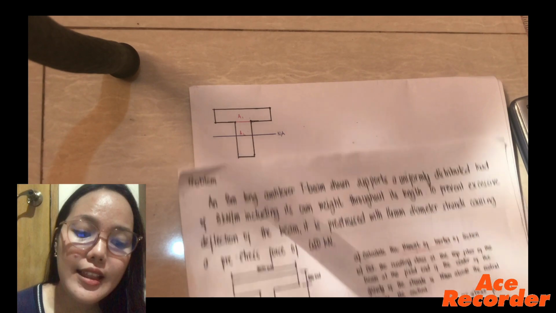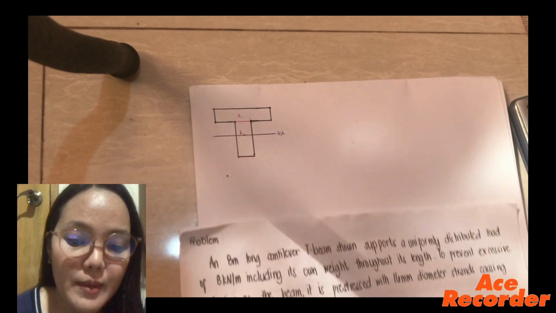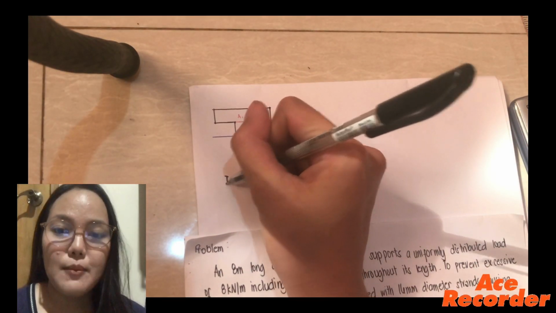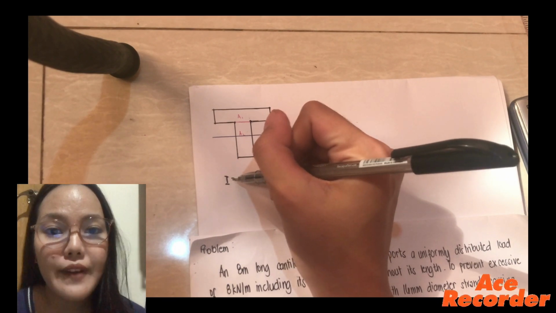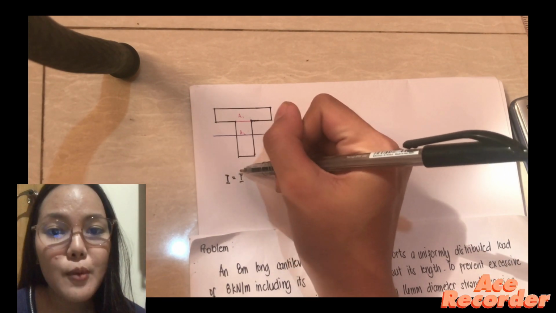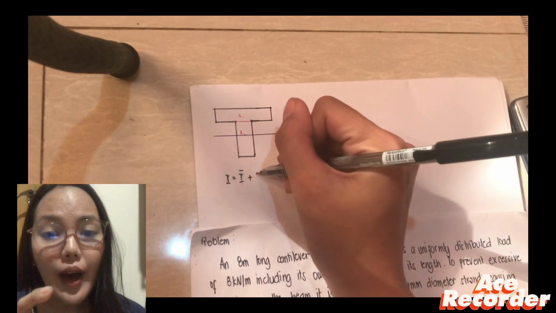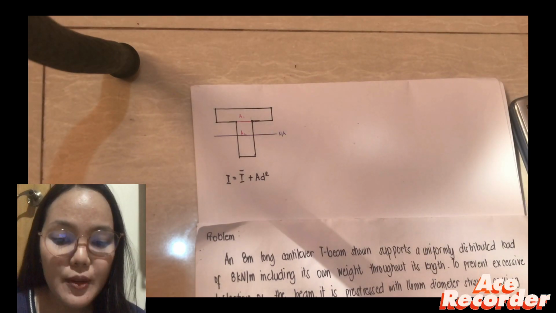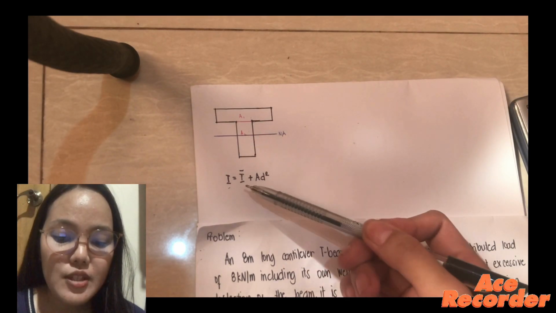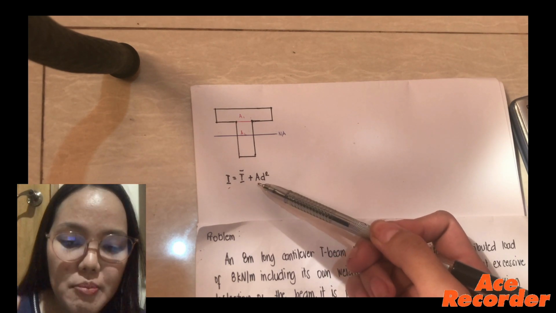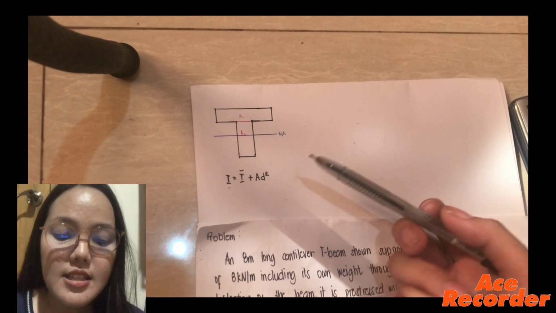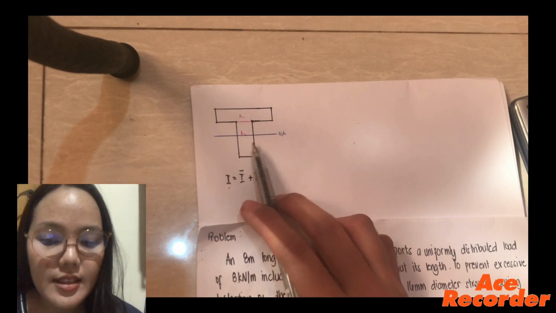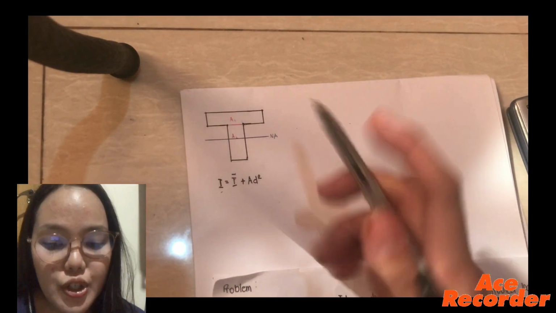So after dividing the T-beam into two segments, we can now identify the formula of the moment of inertia, or define how to find the moment of inertia. The formula of the moment of inertia is I is equal to I bar plus A times d squared, or area times d squared, where d is the vertical distance from the centroid of the segment. I represents the moment of inertia, I bar represents the inertia of each segment, A represents the total area of a segment, and d the vertical distance from the centroid of the segment.